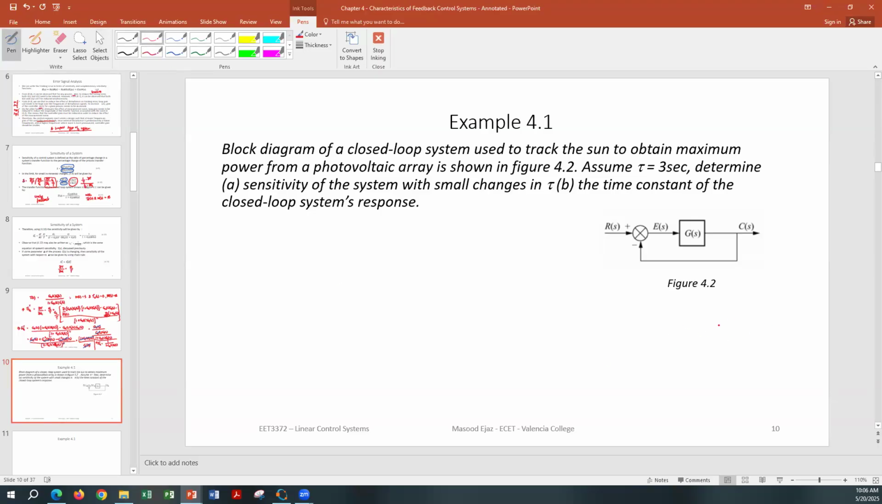The transfer function of this system is given by, of course, G(s) over 1 plus G(s). And G(s) is given by 100 over tau s plus 1. So G(s) is 100 over tau s plus 1. Assume tau is 3 seconds.